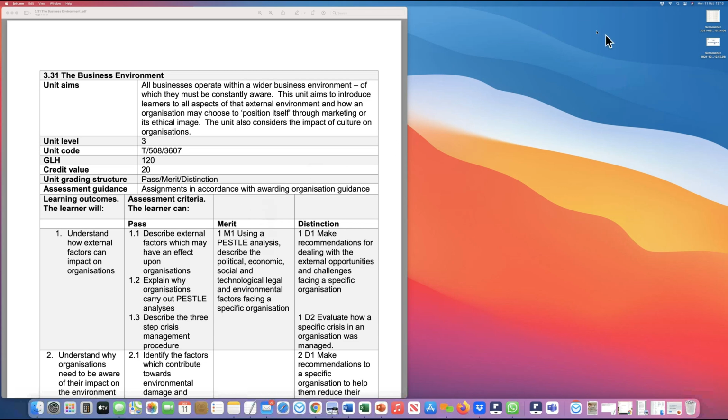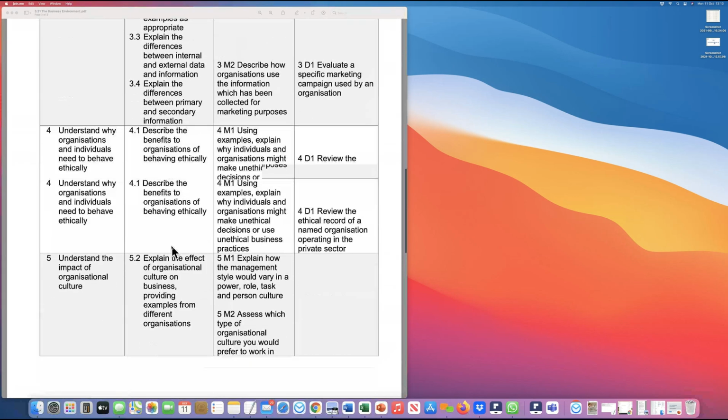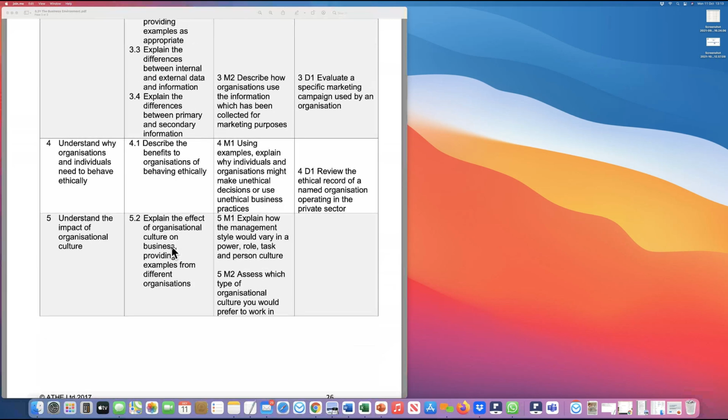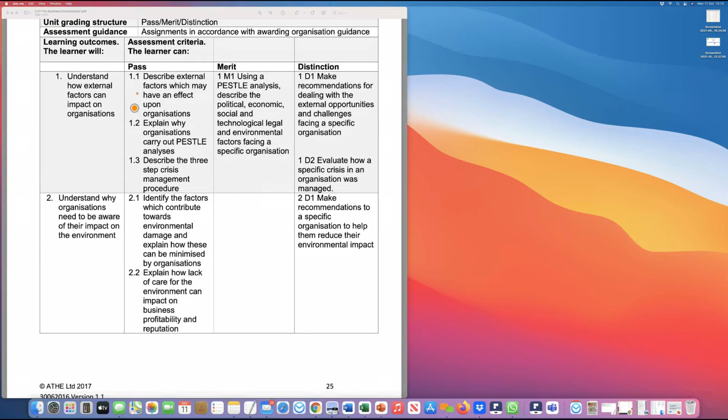Now, this unit, as you can see, typically has five learning outcomes. Each of these learning outcomes has certain assessment criteria. So in today's unit, what we're going to be doing is focus on learning outcome 1 and try and cover all these assessment criteria with regards to understanding the business environment and the external factors.